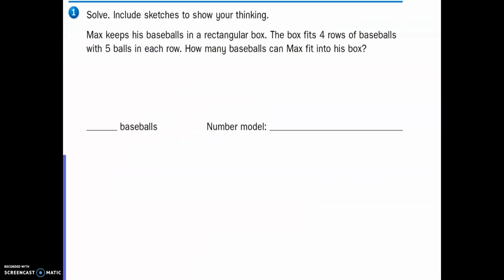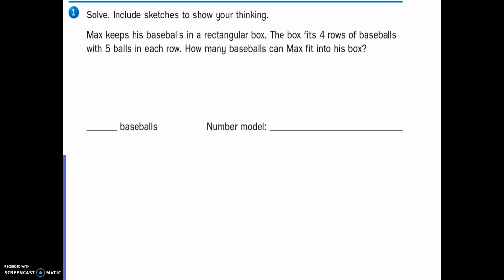So we're going to do some practicing here. This is also on page 15. And this is number 1. This is the problem that's in the middle. We have the same directions. Solve. Include sketches to show your thinking. Don't draw anything yet. Let's talk about the problem, and then I'm going to give you a suggestion.